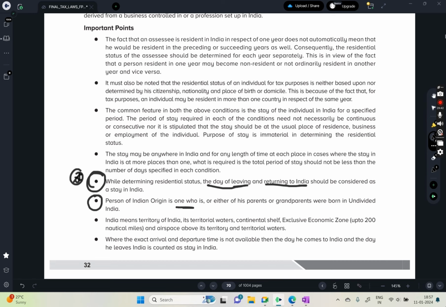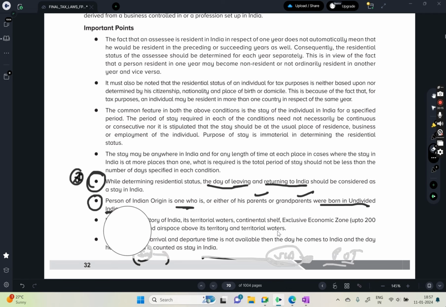A person of Indian origin is one who, or either his parents or grandparents, were born in undivided India, or he himself was born in undivided India. Then also he will be considered a person of Indian origin. Let's assume he was born in undivided India, then he went to USA. Even though he is in USA right now, still he will be called a person of Indian origin because he was born in undivided India. Or if his parents or grandparents were, then we call him a person of Indian origin.